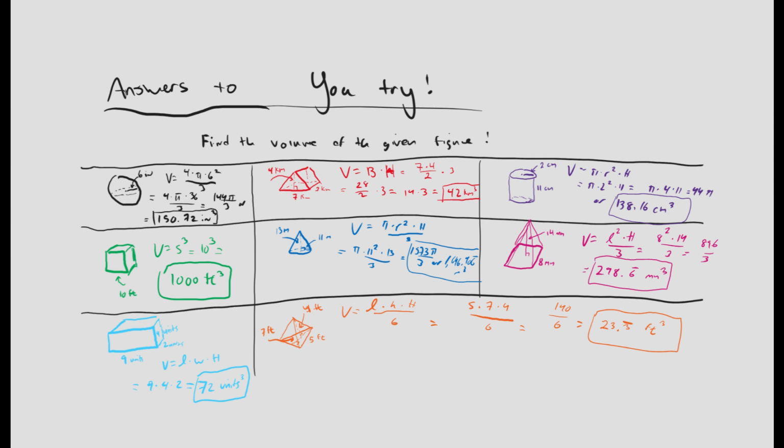That is length times height times overall height divided by 6. We got 5, 7, and 4 given, so it's 5 times 7 times 4 divided by 6. 140 divided by 6 makes 23.3 repeated cubic feet.